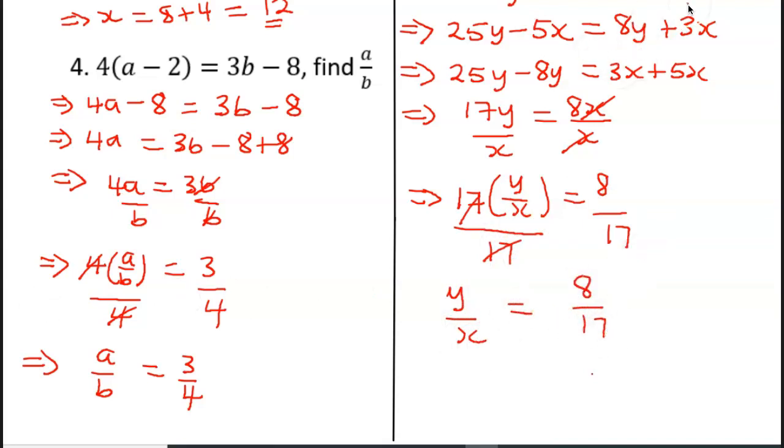Now we were asked to find y is to x. So we need to write this in a ratio form. So therefore, y is to x becomes 8 is to 17. So it's not always that you'll be asked to find the fraction. So when you are asked to find the ratio, you need to write your answer in a ratio form like this.